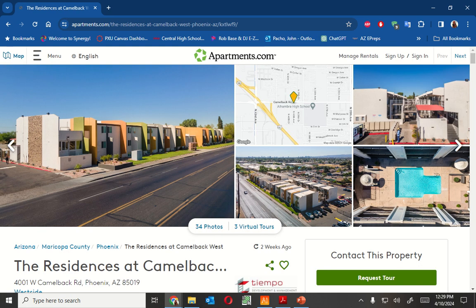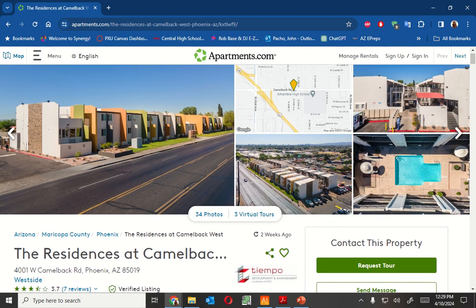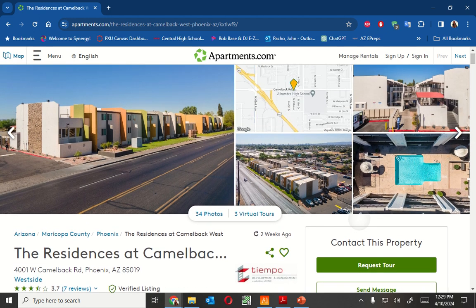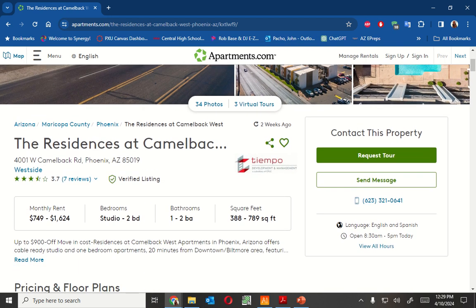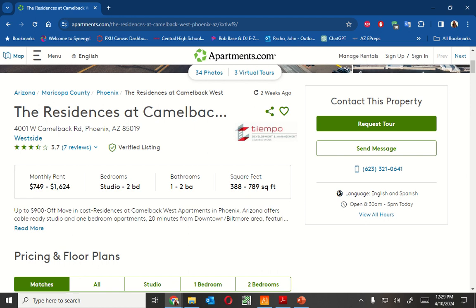I'm clicking on that one. We're going there. Wait, this one's on Camelback? Yeah, I've been there. Is that the one over there by Alhambra? Okay, I know I've seen it. Anyway, so this is what you're going to do. See this right here? I asked how many bathrooms, and some people put 1/2. I asked how many square feet, and they put 388 to 789. No, find the square footage for the place that you are going to live.